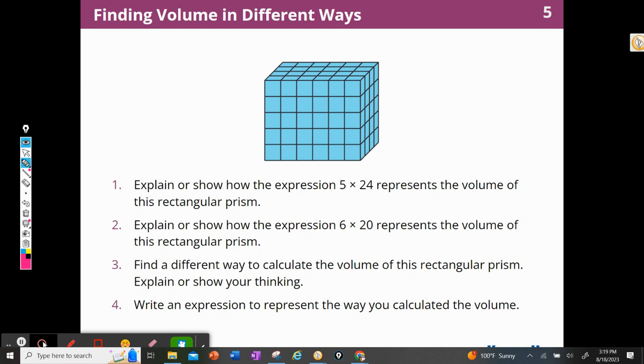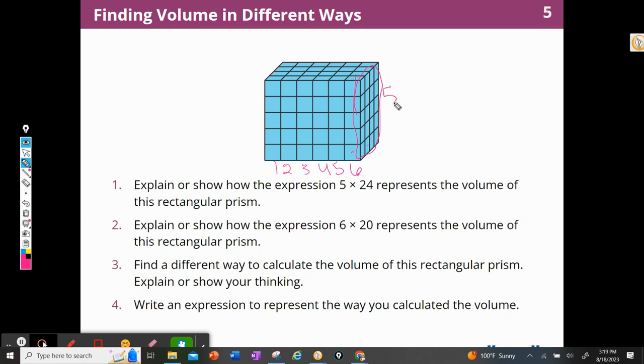Well, there are 6 rows, aren't there? 1, 2, 3, 4, 5, 6. Does each one of these have 20 in it? Let's see. 1, 2, 3, 4. Where's my 5? 1, 2, 3, 4. 1, 2, 3, 4, 5. Yes, it does have 20.